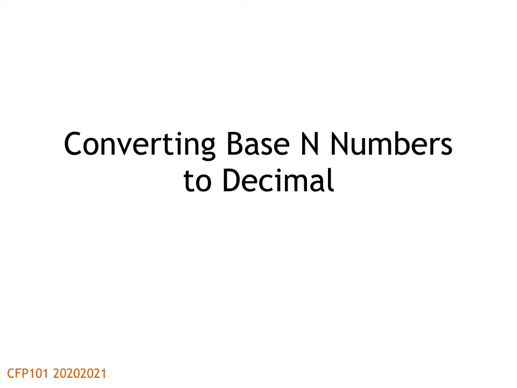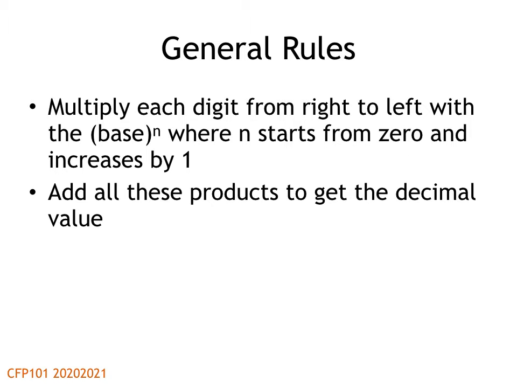In this video, I will be showing you how to convert from base n numbers to decimal. Now, some rules. We need to multiply each digit from right to left with the base raised to n, where n starts from 0 and increases by 1. Now, all we need to do is add all these products to get the decimal value.